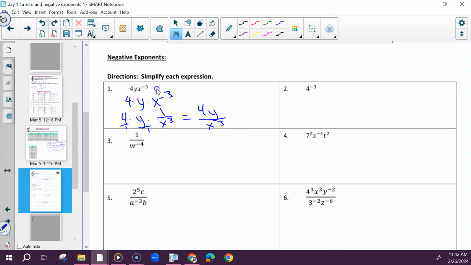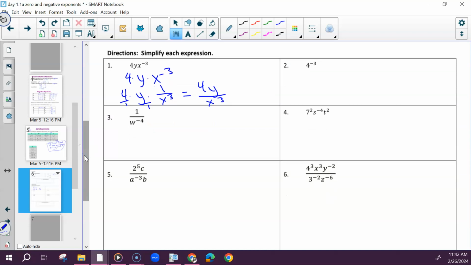Let's do 3. So this one has a negative exponent, but it's already in the denominator. So if your base right now is 1 over w, if I were to take that and flip it, now I have w over 1, but you don't need that, to the positive 4.